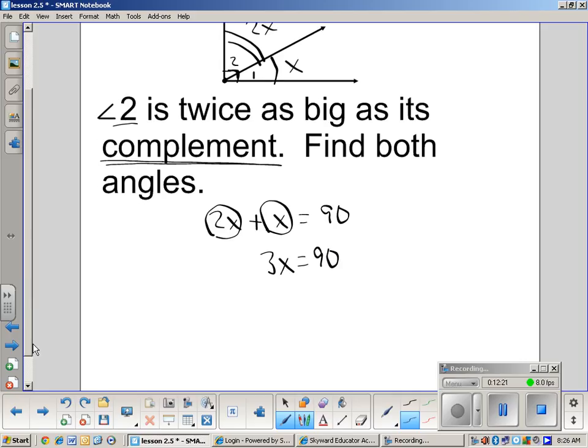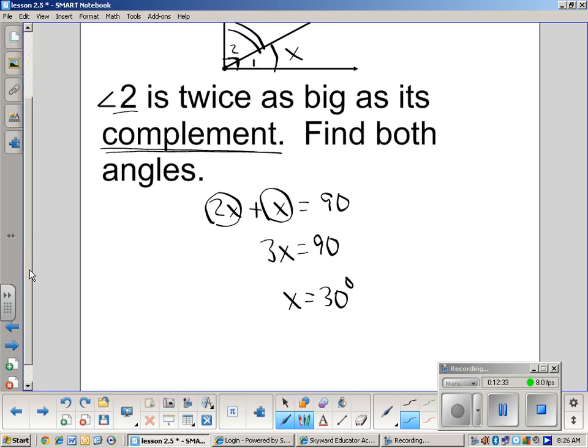And so what do I do next? Divide by 3, so x is equal to 30. Now they want me to find both angles. Which angle did I just find? Angle 1. So I would say measure of angle 1 equals that. Measure of angle 2 then is equal to 2x, which is equal to 60 degrees.